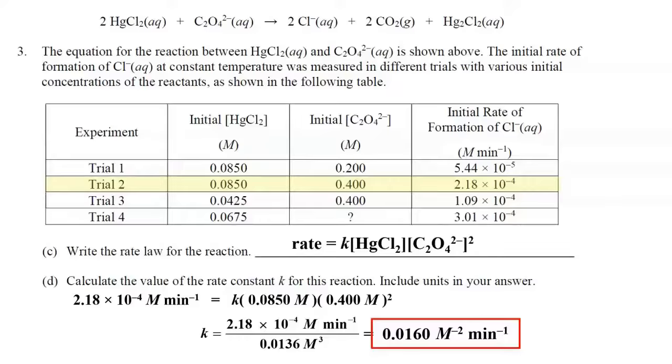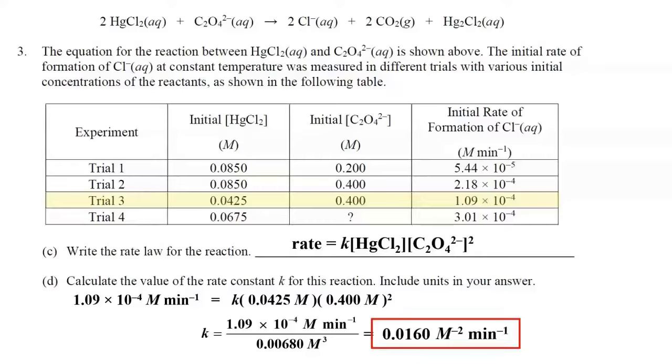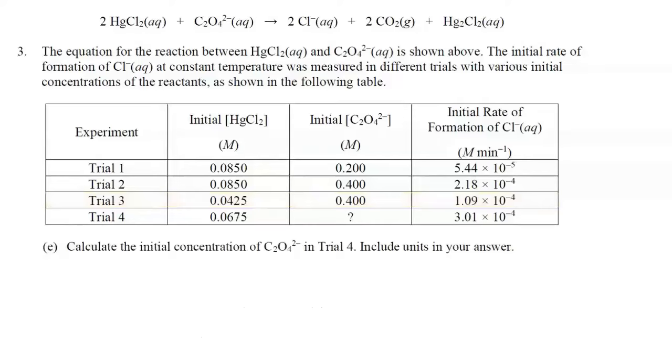So that was the data for trial 2, and here is the data for trial 3. And you can see, hopefully, that no matter which trial you had chosen, you would have gotten the same numerical answer, and again, make sure that the units are correct. Well, now that we know the value of the rate constant, we can go ahead and figure out the value for the initial concentration of oxalate in trial 4.